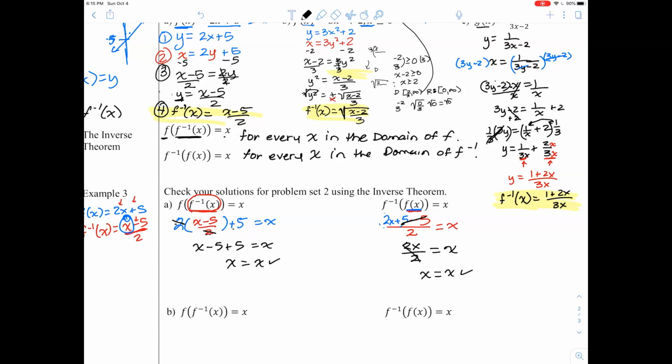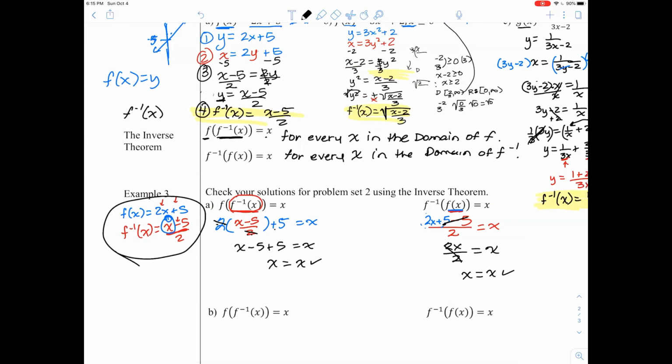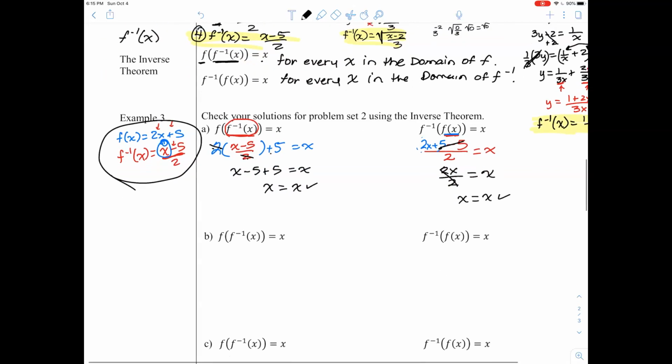And so we can verify for sure that these two functions are inverses of each other by composing them within each other and completely having their inverse operations cancel each other out, just leaving us with an x. That's what's supposed to happen.